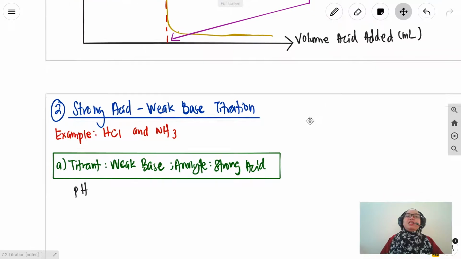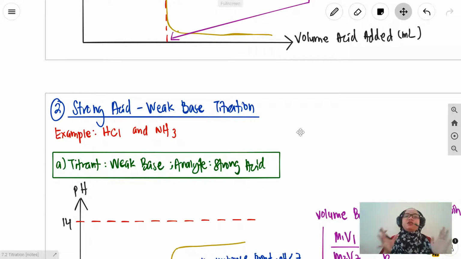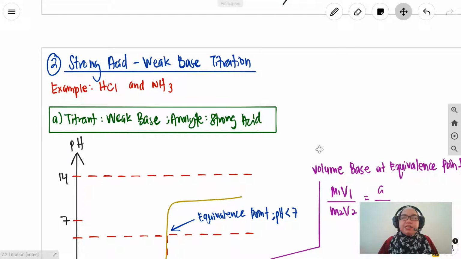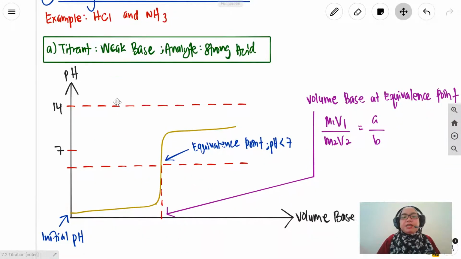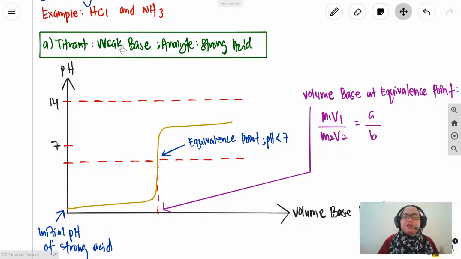Alright. Now kita nak tengok the titration of strong acid and weak base. Contohnya macam hydrochloric acid and ammonia ataupun sulfuric acid and ammonia, nitric acid and ammonia. Okay. So sama juga untuk titration curve untuk strong acid weak base ada dua juga. Kalau titrant dia weak base, unlike the strong acid. So maksudnya dekat conical flask tu adalah strong acid. And dia punya dalam burette adalah weak base.